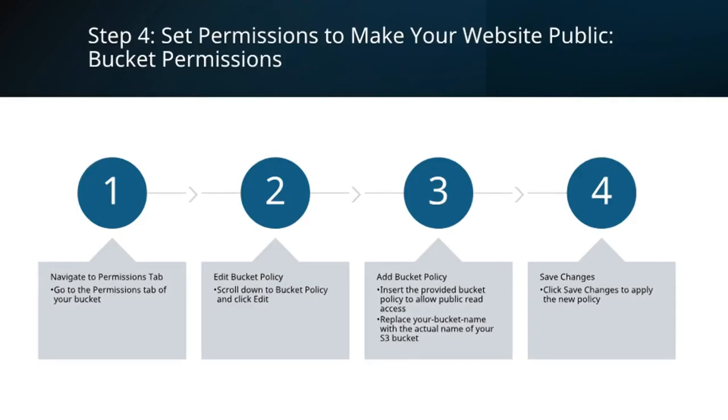To set bucket permissions for public read access, navigate to the Permissions tab of your bucket. Edit the bucket policy by adding the provided policy, replacing your bucket name with your actual bucket name. Finally, save the changes.